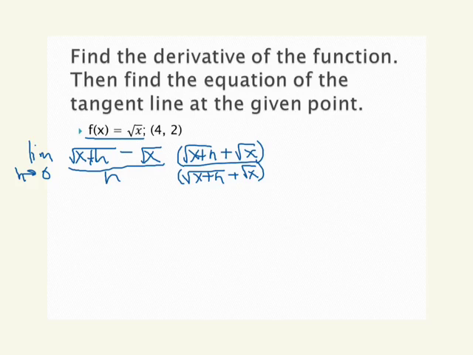So as we FOIL basically the numerators here, since they're conjugates, the product of that is going to be a difference of squares. So we're going to end up with the square root of x plus h times the square root of x plus h, which is just simply x plus h. And then minus the square root of x times the square root of x, which is just x. And this will all be divided by h times the quantity square root of x plus h plus the square root of x.